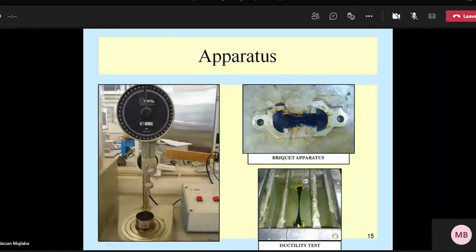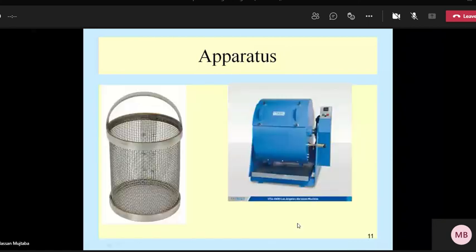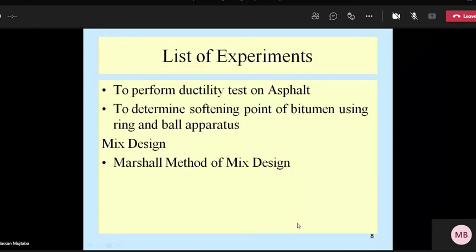Uske baad jo test hai aapka, determination of the softening point of bitumen using ring and ball apparatus. So softening point, jaise aapka flash point hai, ek specific temperature hai, softening point bhi ek specific temperature hai. So it is the temperature at which bitumen disc softens and moves a distance of 25 millimeter, yeah, 1 inch under the weight of the steel ball.